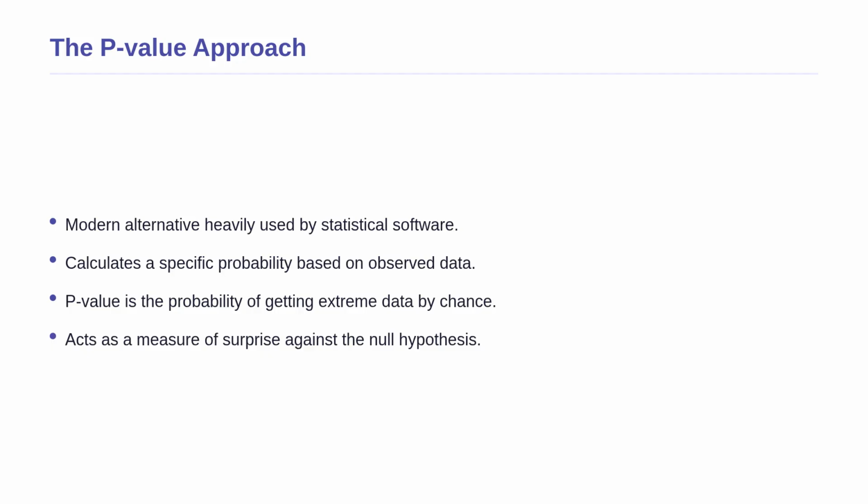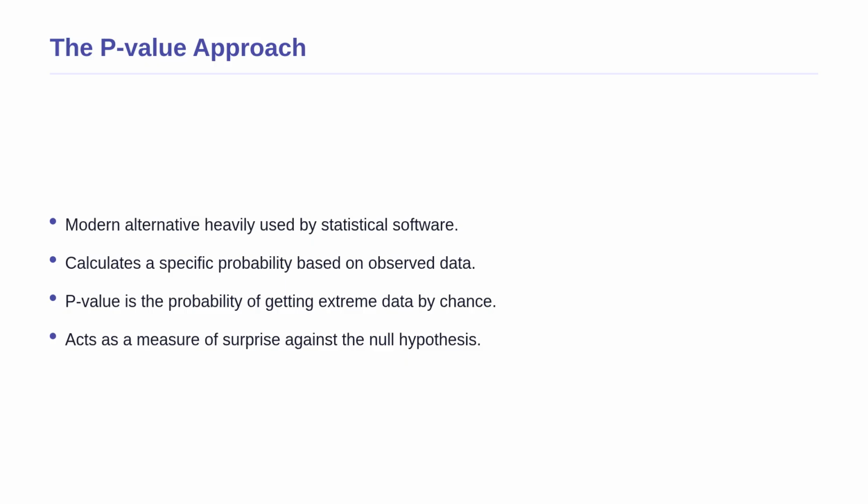Now let us look at the modern alternative. The p-value method is heavily used by computers and statistical software today. Instead of setting a fixed boundary beforehand, this method calculates a specific probability based on the data you actually observed. The p-value is defined as the probability of getting a test statistic at least as extreme as yours, assuming the null hypothesis is completely true.